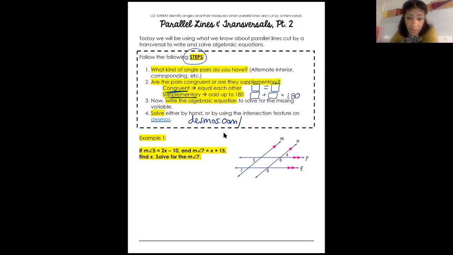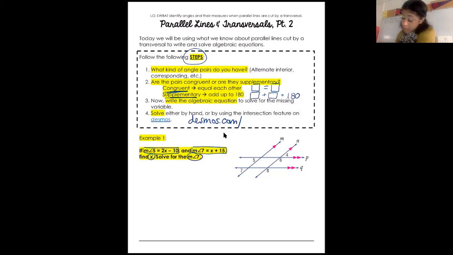Okay, so example 1. If the measure of angle 5 equals 2x minus 10, that's important, I'm going to box that. And the measure of angle 7 equals x plus 15, I'm going to box that too. Find x, we're looking for x. And then solve for the measure of angle 7.